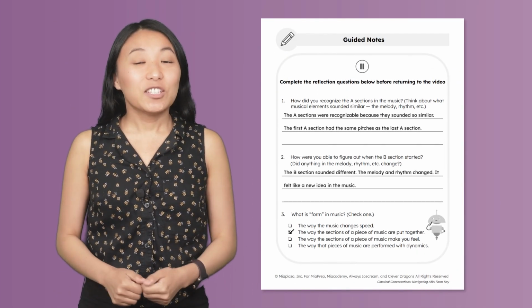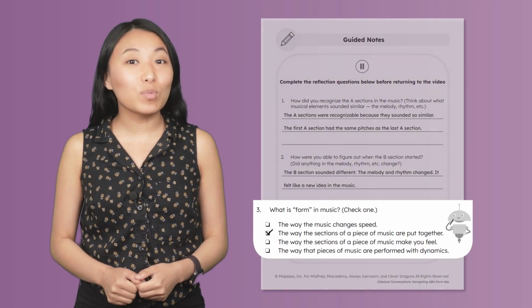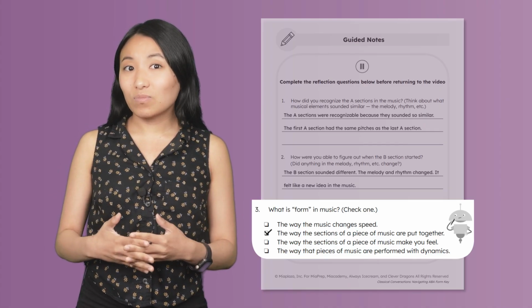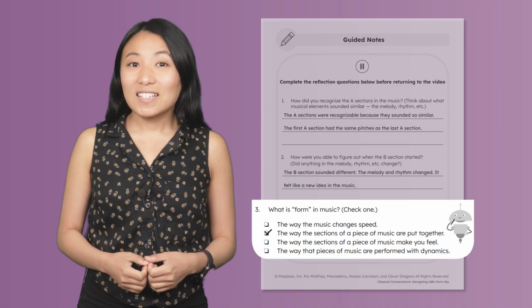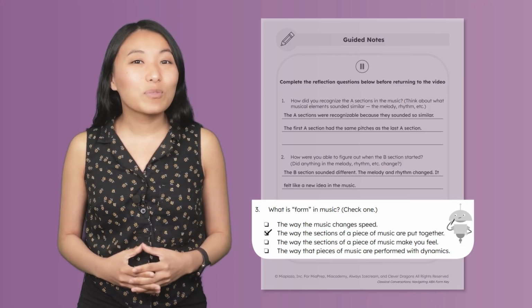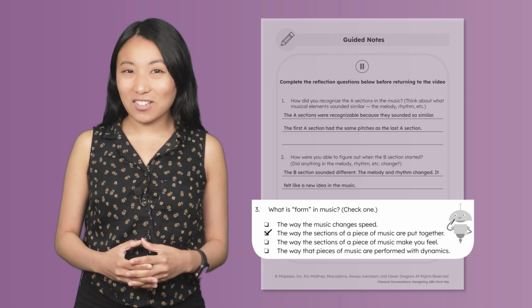Nice work! You've now identified form in music, the way the sections of a piece are put together. You're really using your ears to hear how form helps organize the different sections. For more fun with form, check out the lesson materials.